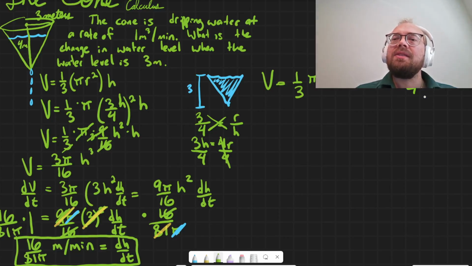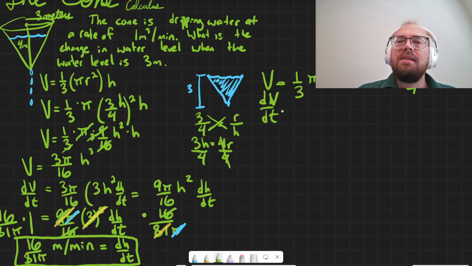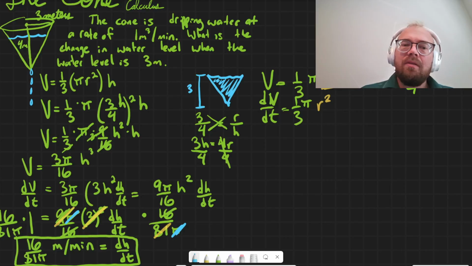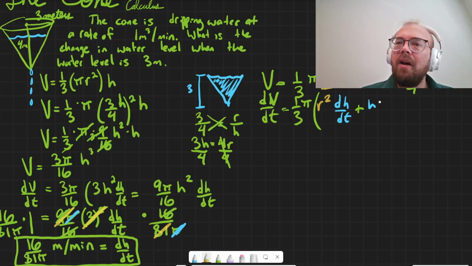But if you forget to use that other formula, you can just go ahead and take the derivative right off the bat. So dV/dt, 1/3 pi. And then we'd have to do product rule. So left and right. So it's going to be left derivative right plus the right times the derivative of the left, which would be 2r dr/dt.